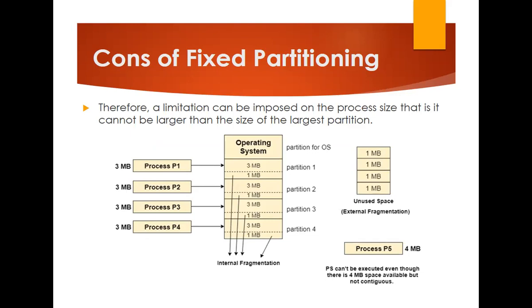The megabyte is lower than partition 4. I think partition 4 is 4 MB, right? 4 megabytes. Okay, process size is 4 megabytes. Yes, the partition size is 3 megabytes. So no, P4 cannot enter partition 4 because this size is bigger than the partition size. That's why.